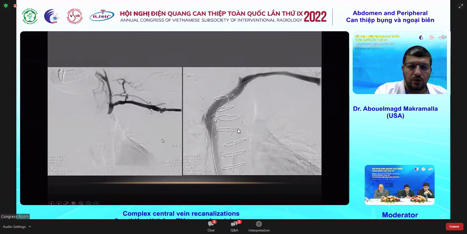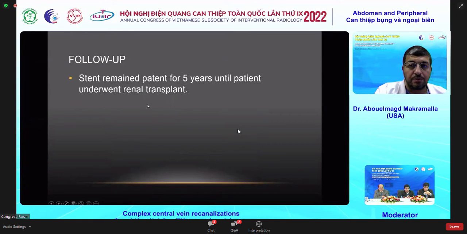and after the images. We were able to actually bridge this patient for 5 years using the same graft, maintaining patency of the central veins until she received a renal transplant at Cleveland Clinic.